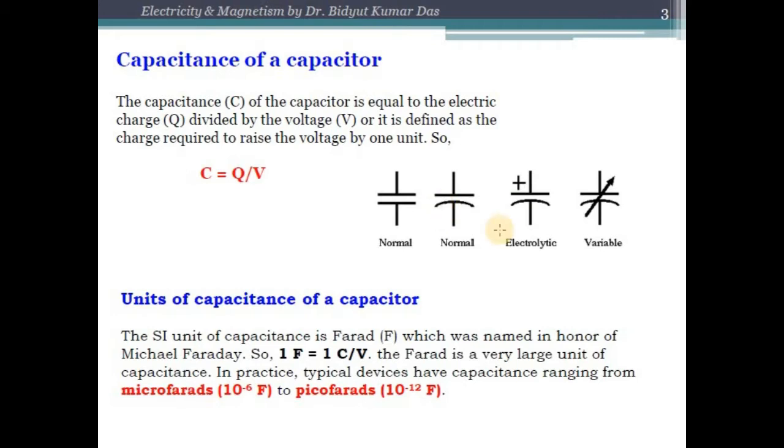The SI unit of capacitance is the farad, and 1 farad is equal to 1 coulomb per volt. Since the farad is a very large unit, practically most of the time the capacitance of a capacitor is represented in microfarad or in picofarad, which is 10 to the power minus 12 farad.